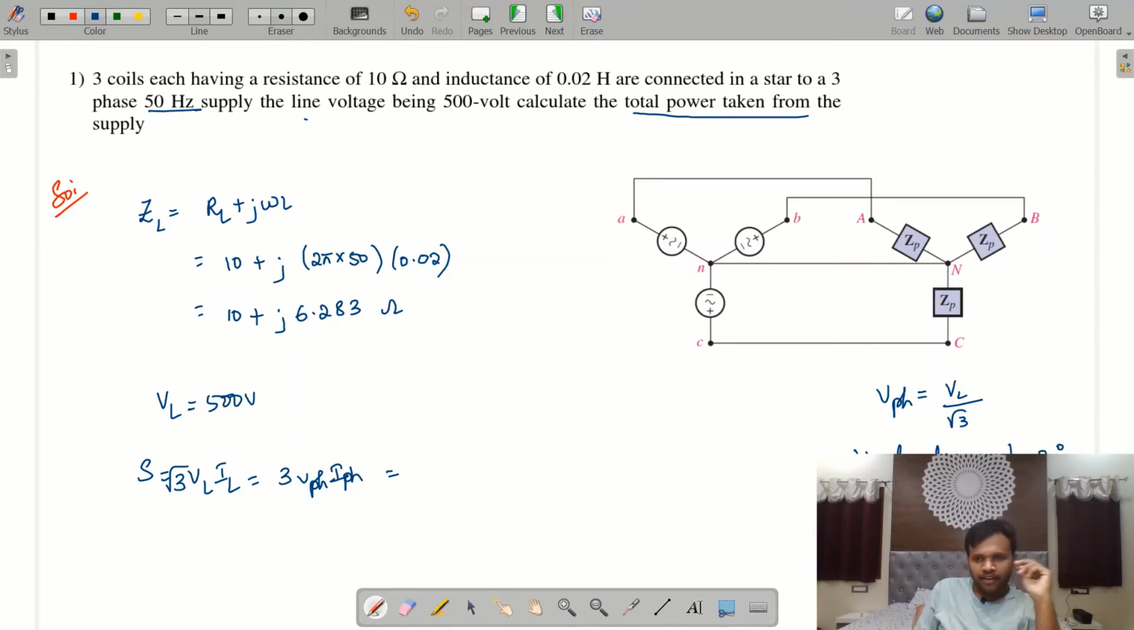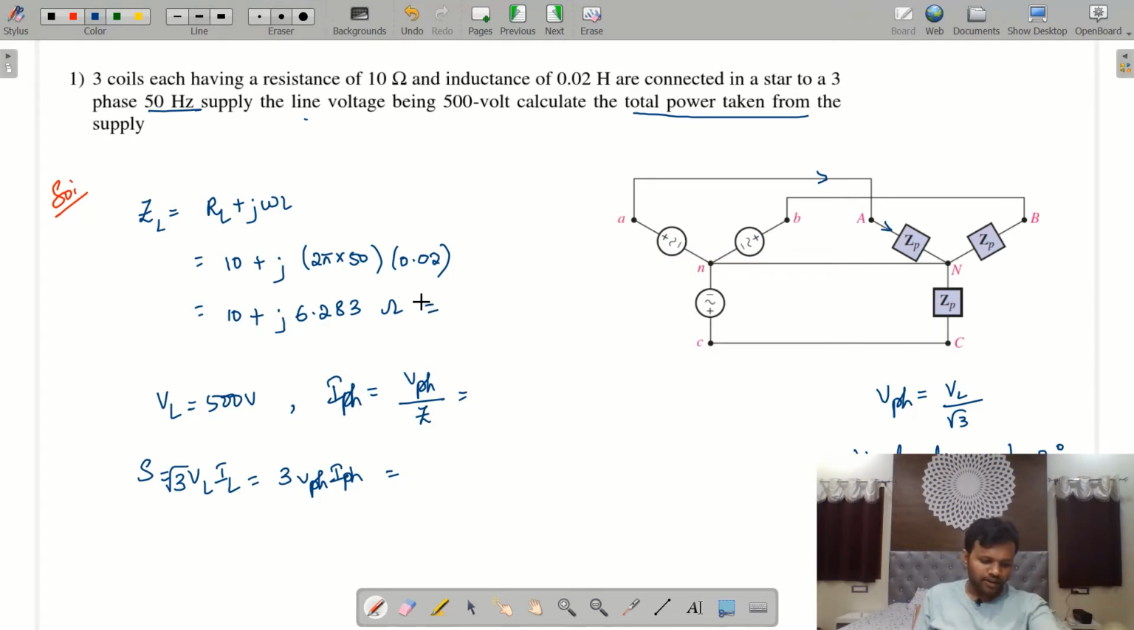As it is a star connected load, the currents flowing in the line are the same currents flowing in the phases. So line current equals phase current. What can I write for the phase current value? I am just writing the magnitudes, not considering the angles here. I phase equals V phase by Z.